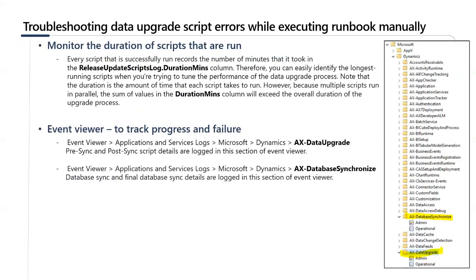In a few scenarios, if you want to monitor the duration of a script that ran, the ReleaseUpdateScriptsLog table has details in the duration minutes column. Also, to track progress or failure, events are logged in the system. Pre-sync or post-sync related details are in the AX data upgrade event, and database synchronization event details are logged under the AX database synchronization event. This will for sure help you if you want to track progress or if you want to see a failure.